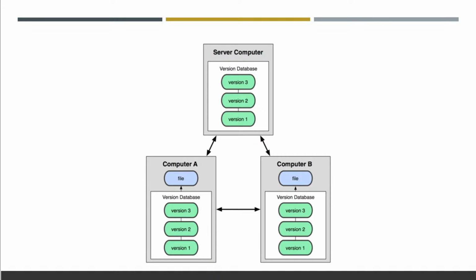To give kind of a visual here of what's going on when it comes to Git, we can see here computer A and computer B. We can think of these as two different people who are working on the same project, right? So they have their own version of the file, and they have a file version database on their local machines. Well, that version database is the data that's shared with the server computer and in turn shared with the other users as we're making pushes and pulls.